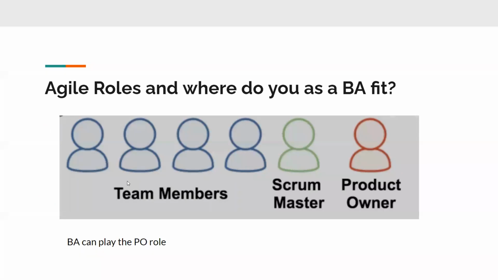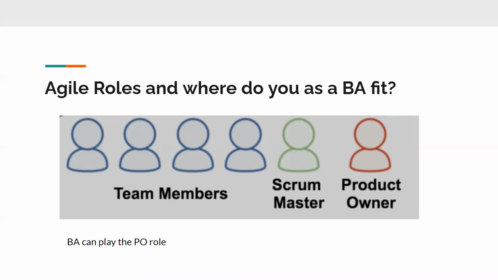Now we're getting into a little bit of the BA role. So Agile roles and where do you as a BA fit? Number one, within Agile and specifically the Scrum framework, you have a couple of roles. You have the Scrum Master, who is kind of like the project manager, but they're there to coach and to ensure that the team is making progress.